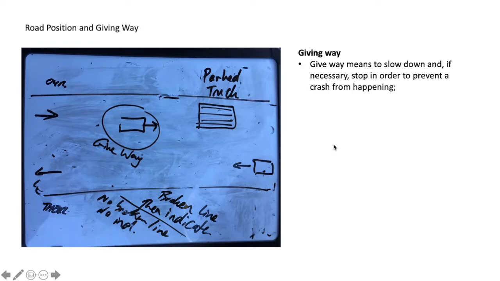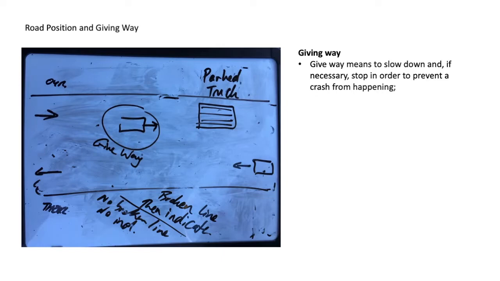Let's have a look at our give way. So just to put it into context, as I'm drawing my whiteboard diagram, this is some of the content that I would be going through with the driver. Give way means to slow down and, if necessary, stop in order to prevent a crash from happening.